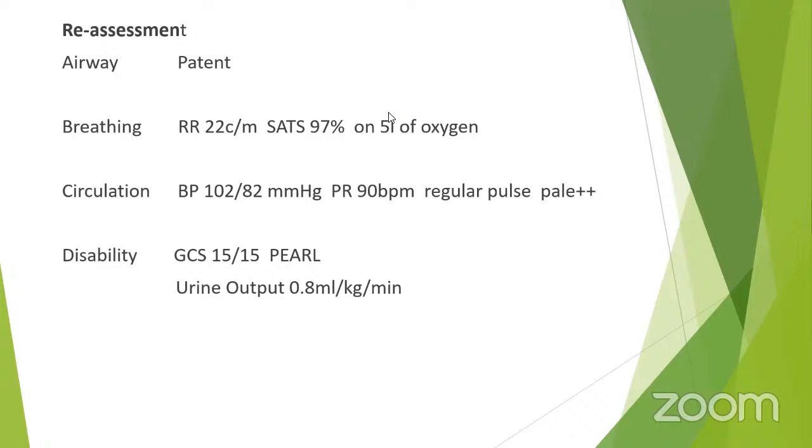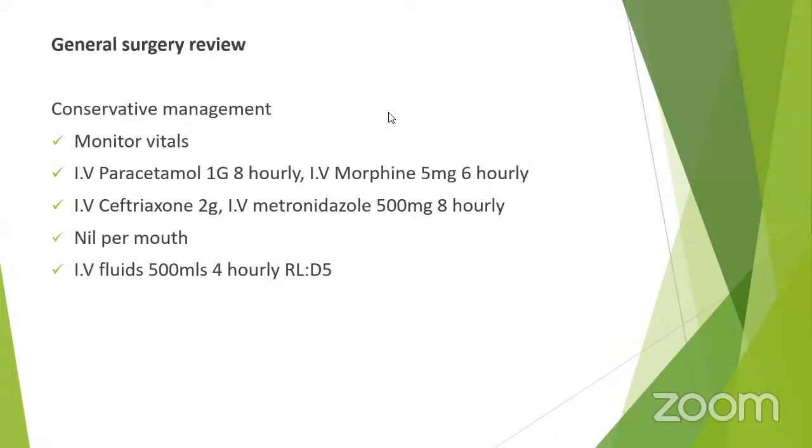We reassessed her after the first resuscitation was done. Her airway was still patent. She was breathing at 22 cycles per minute. Her SATs were 97% on 5 liters of oxygen. Her blood pressure had improved to 102/82. Her pulse rate was 90 and regular, but she was still pale. GCS was 15 out of 15. Her urine output was calculated at about 0.8 mL per kg per hour. General surgery was called to intervene.